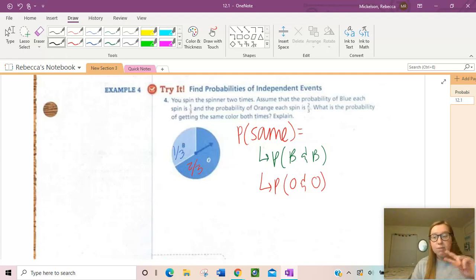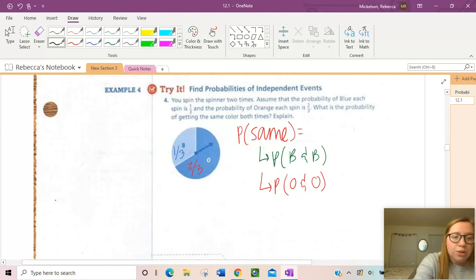So when we have multiple events like we do here, we have 2 things going on, a tree diagram is always going to help us figure out what these different probabilities are going to be. And I'm going to start with drawing a point here. This is my starting point. And I ask myself at the start, how many possibilities do I have? So one possibility is to spin a blue or a B. And my other possibility is to spin an orange or an O.